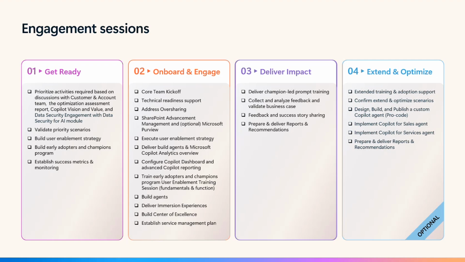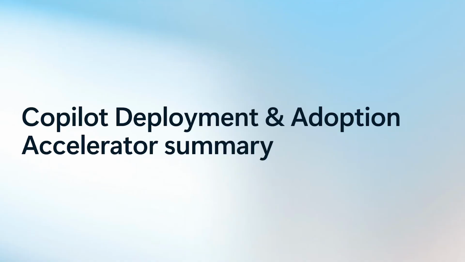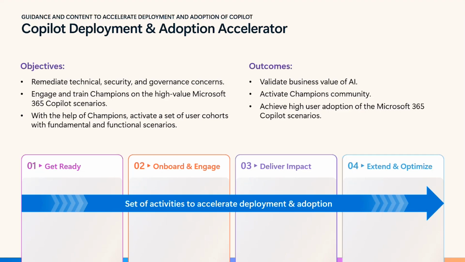So as you see, the first steps: how to get ready, how to onboard and engage, how to deliver impact, and how to extend and optimize. So we will check together every checklist in the next few slides. Let's start with the Copilot Deployment and Adoption Accelerator summary. And as we talked earlier, the first step is going to be to get ready.